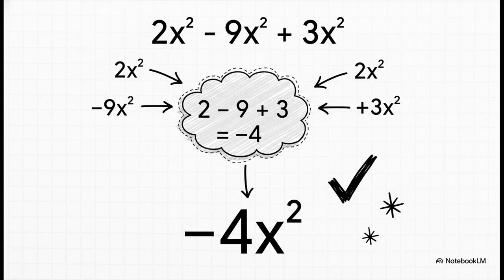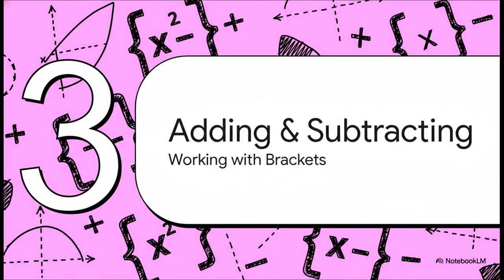The answer is negative 4x squared. You just combine the numbers out front. 2 minus 9 is negative 7, and then adding 3 to that gets you to negative 4. If you got that, awesome job. You're totally getting the hang of this. Okay, time to level up a little bit.